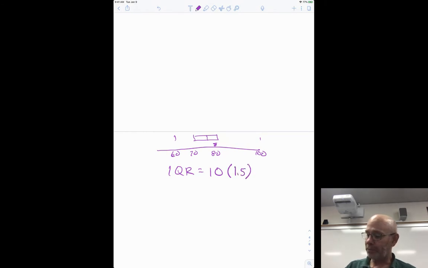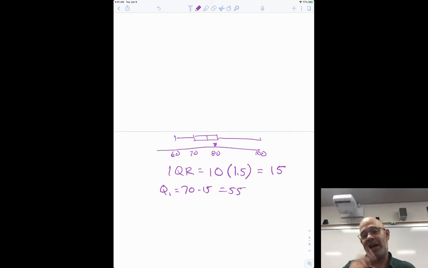Okay. So I should have put my little whiskers on there. That gives me a 15. That means anything more than 15 away from the quartile. So what you do is you take the first quartile, which is 70, and you subtract that 15. So 55 is kind of the cutoff for the quartile on the left side. So if anything was less than 55, it would be an outlier.